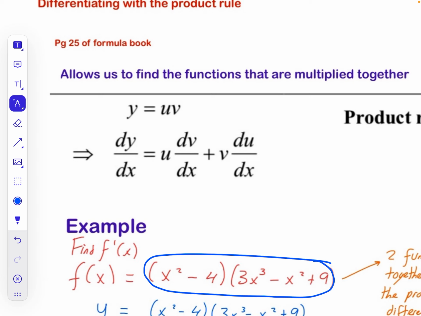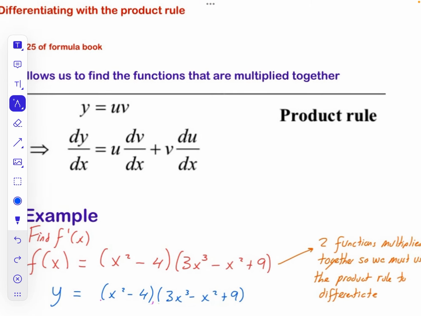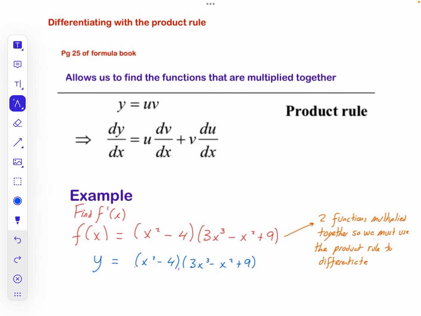Unfortunately, when things are being multiplied, like here, I can't just differentiate this as normal. But lucky for us, we have a rule that allows us to differentiate when 2 brackets or 2 functions are being multiplied together, and that is called the product rule. So the product rule allows us to differentiate the functions that are being multiplied together.